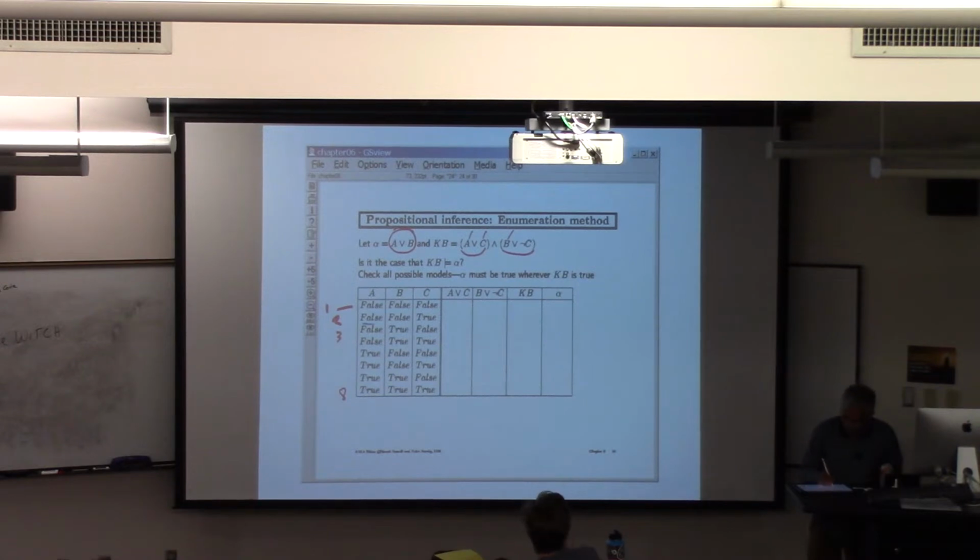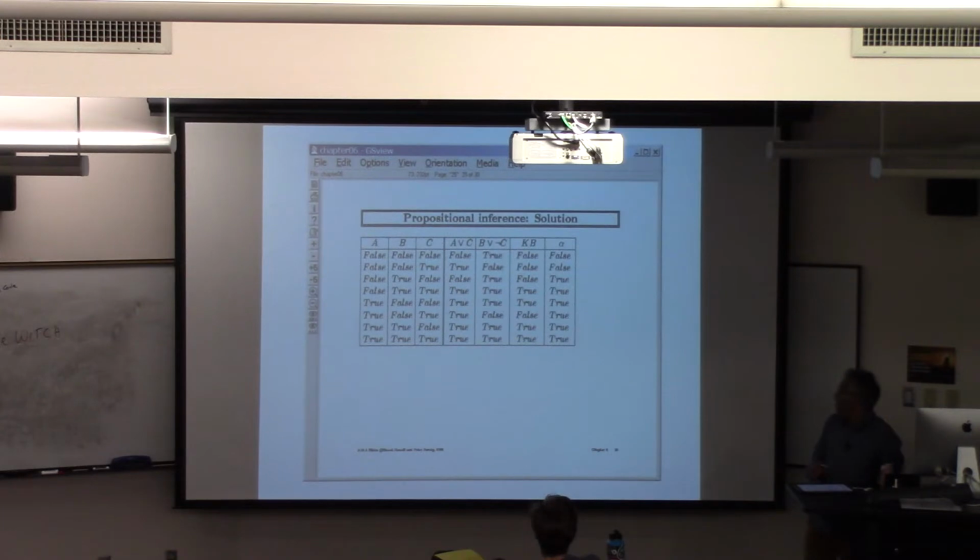Like for example here, what is the truth value of A or C? A is false, C is true, so this is true. Right? So I should be then able to put down the true falsity values for each of them, and I can fill up this table. If I fill up the table, that's how it looks.